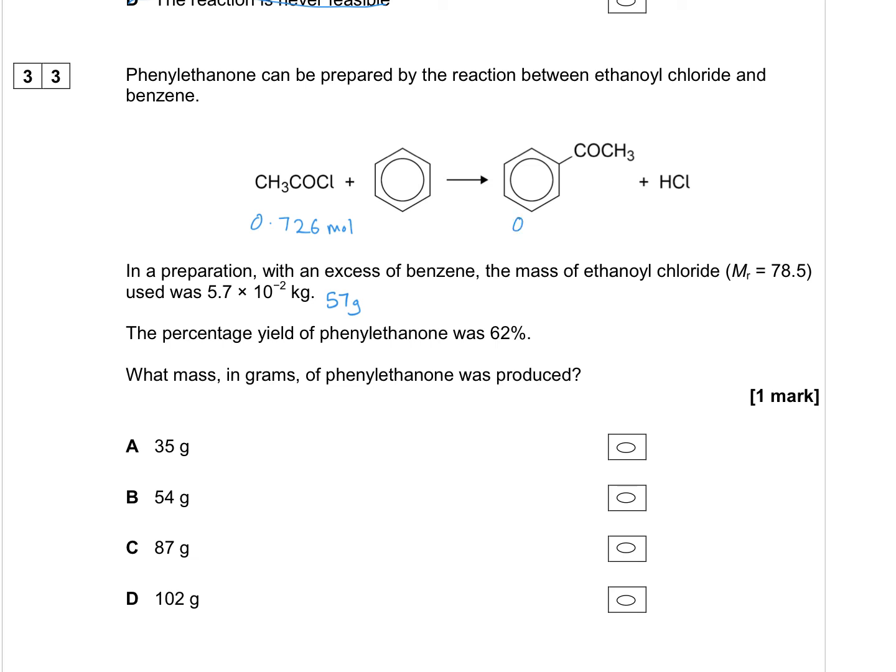If we know how many moles we've got, we can work out what 62% of that would be to give us the number of moles of product we would be expecting. So 62% of 0.726 is 0.45, and that's a number of moles. Quickly work out the Mr of the product as 120. Then if we do the number of moles times 120, we'll get the answer of 54 grams.